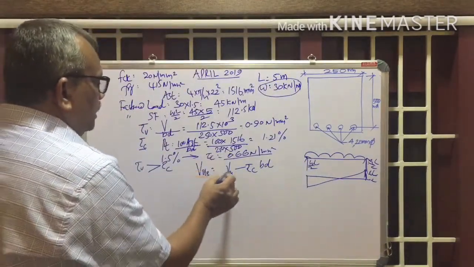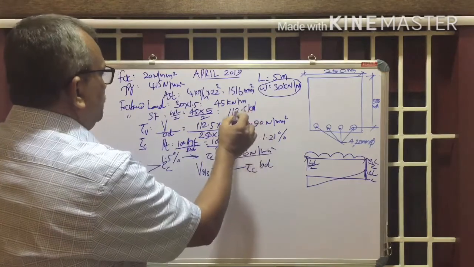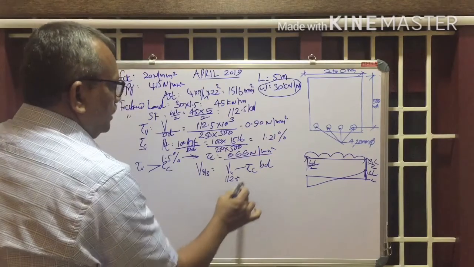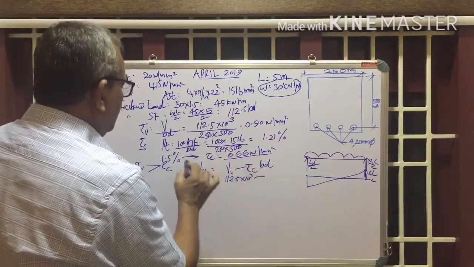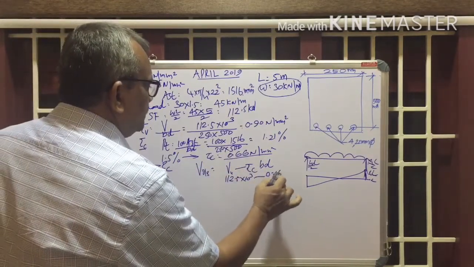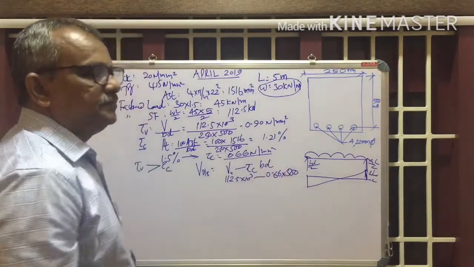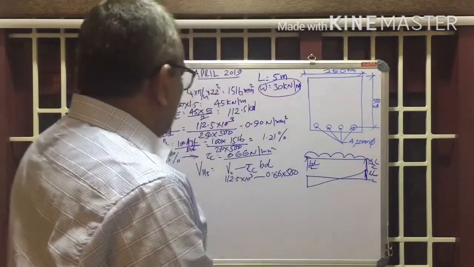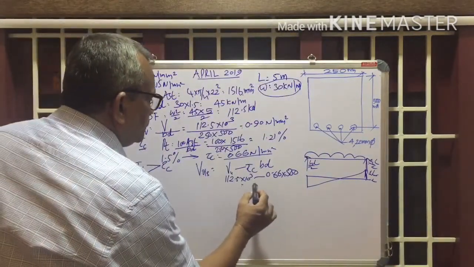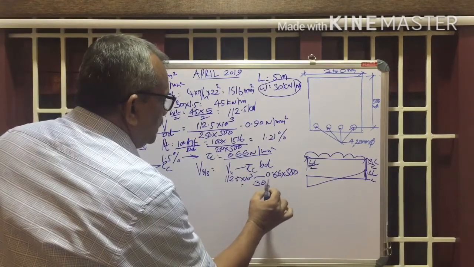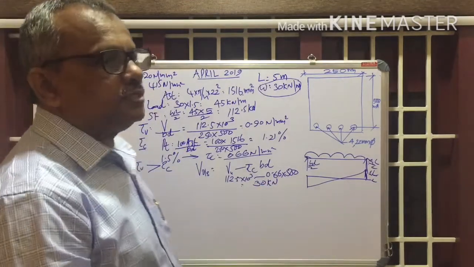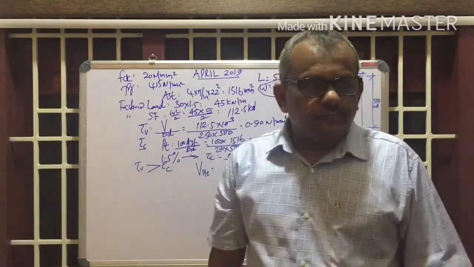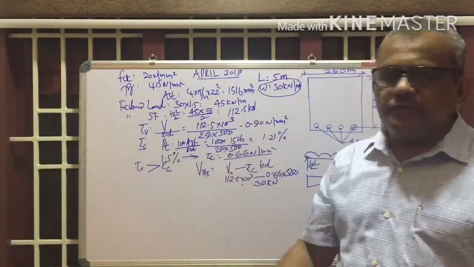What is the shear? That is, 112.5 is the SF. So 112.5 into 10 raised to 3 minus tau C, which is 0.66, into D, 500. Effective depth 500. So from this, you will get VUS is equal to 30 kilonewton or 30,000 Newton, right? 30 kilonewton.